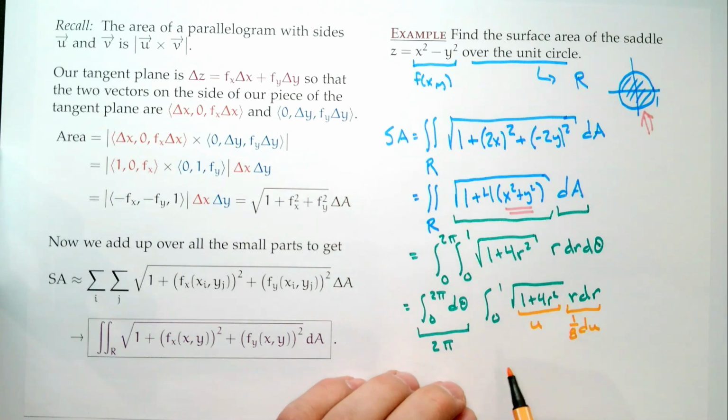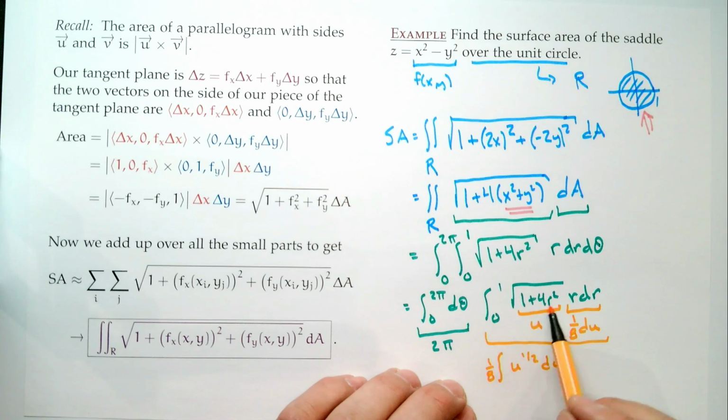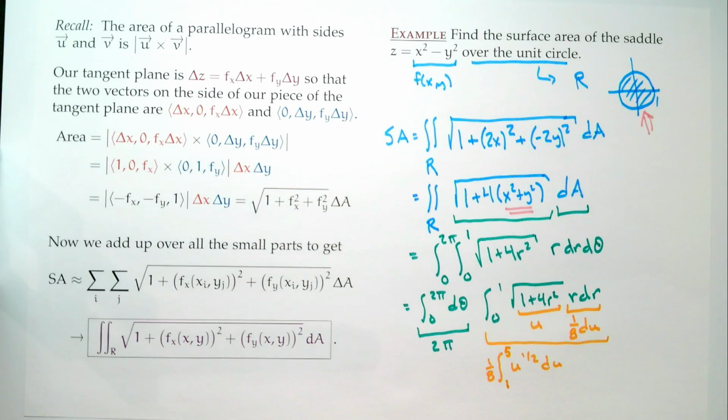So, this becomes what? Well, this becomes the integral of u to the 1/2. There's a 1/8 in front, du. And we'll change the bounds. So when r equals 0, what will u be? 1. When r equals 1, what will u be? Well, u will be 5, because remember, u is 1 plus 4r squared. It's just the inside of the square root.